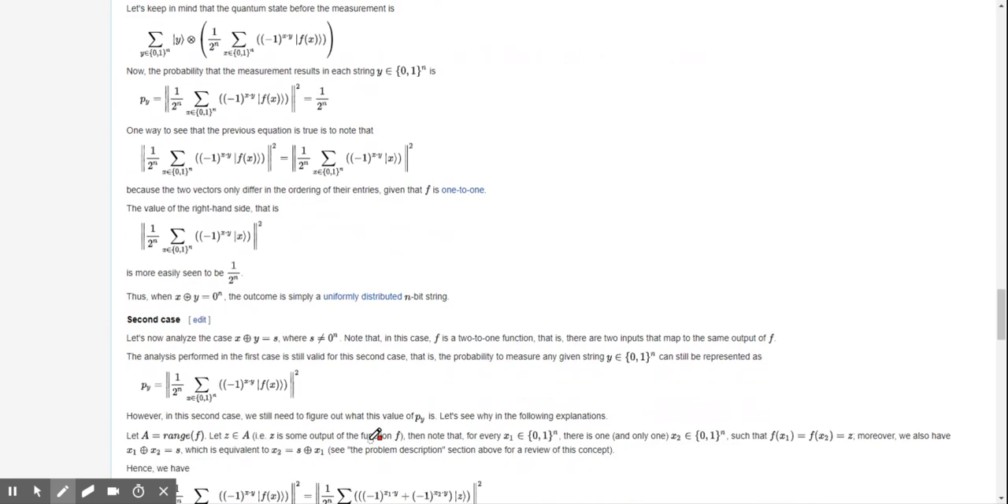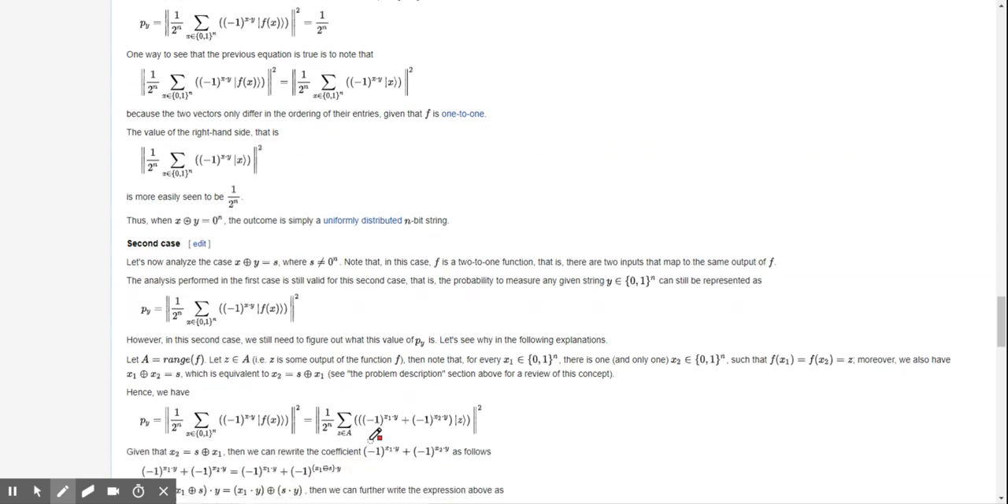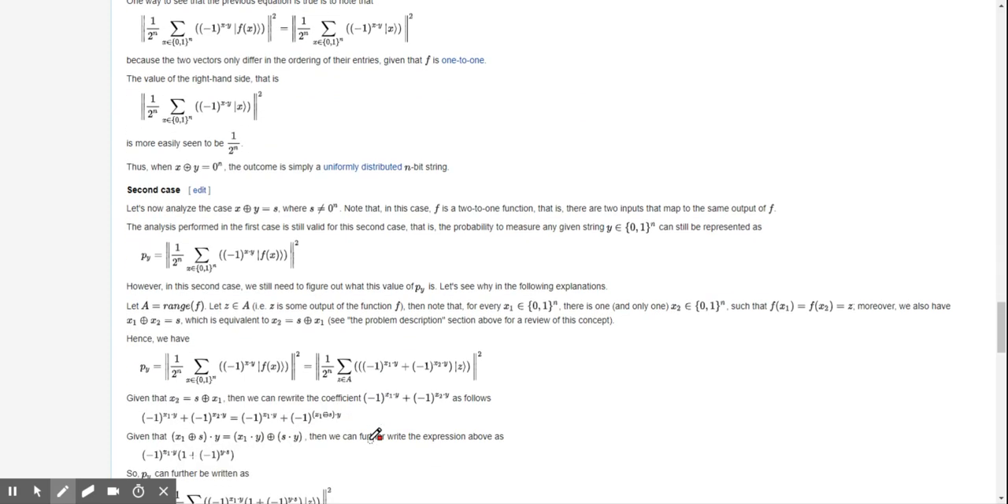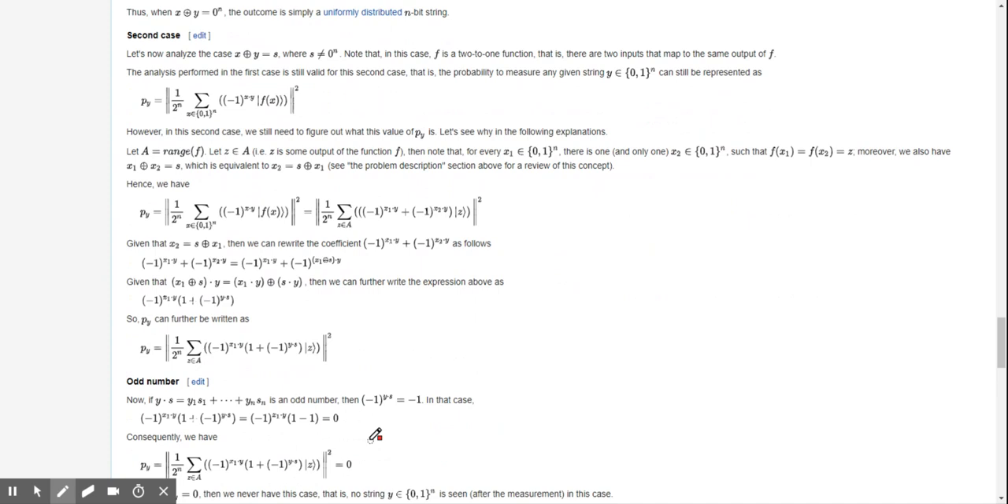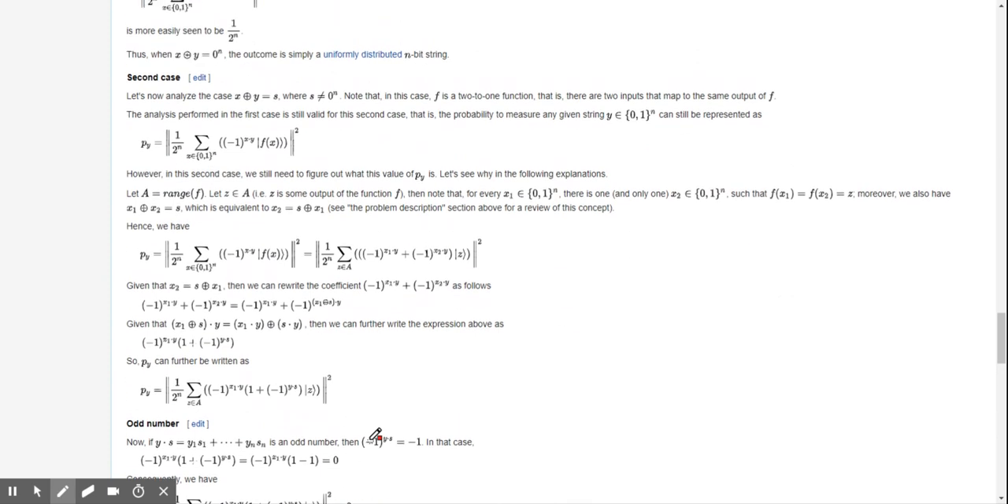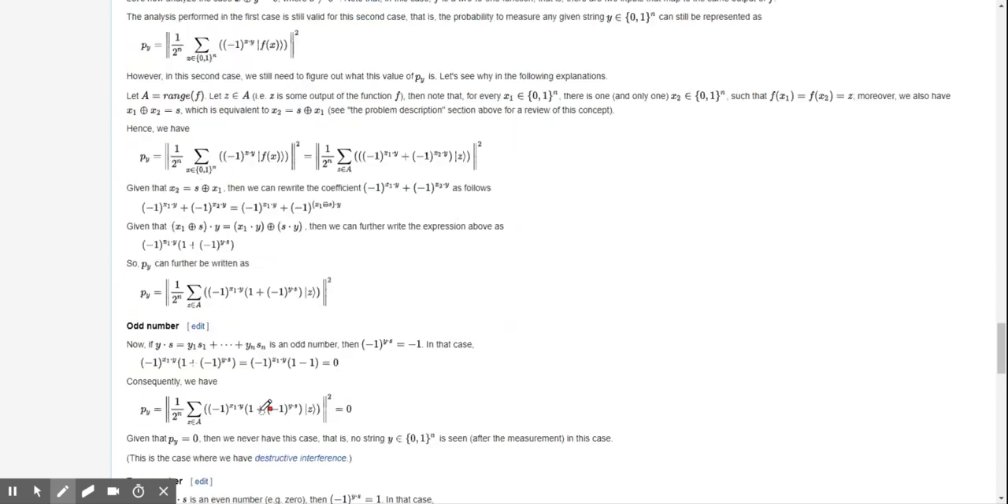Uniformly distributed in the second case. Let's now analyze the case equals S. Now in this case f is just a 2-to-1 function. So the probability of y can be written as this.